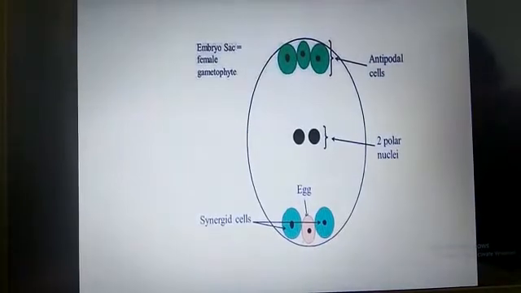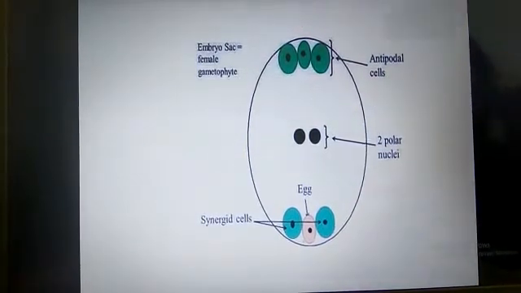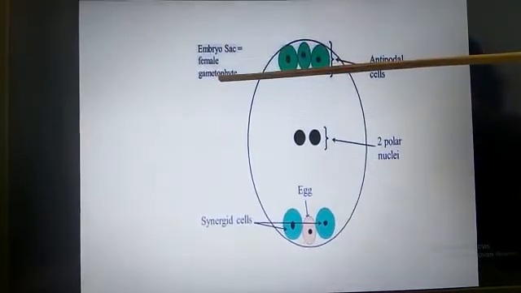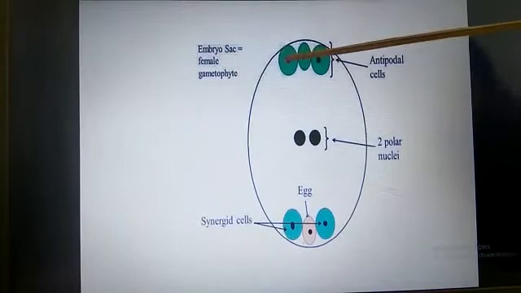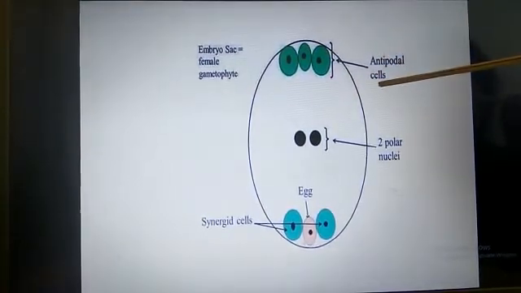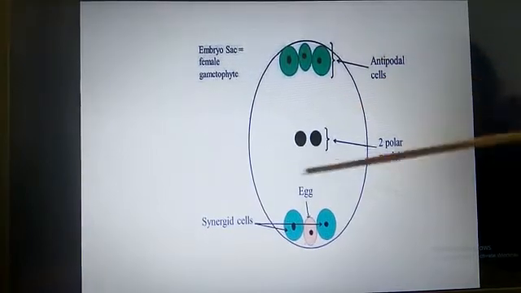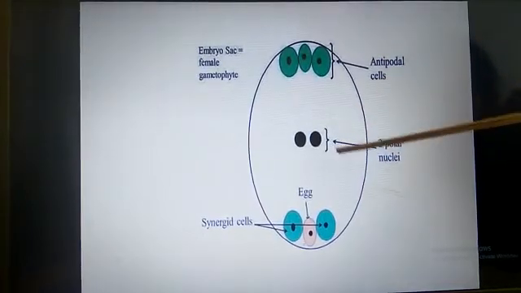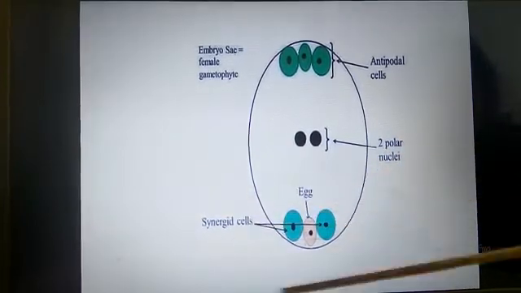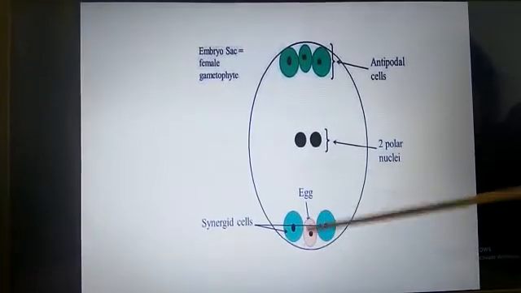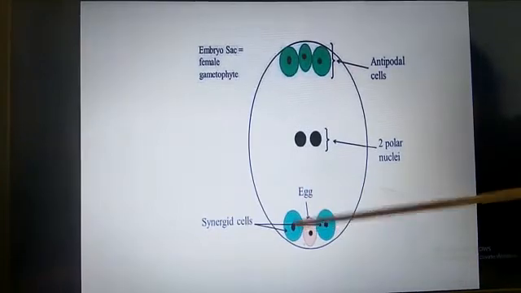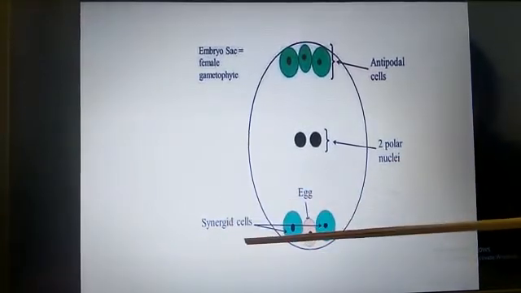So this is the picture of an embryo sac, or this embryo sac is also called the female gametophyte. The 3 cells on the chalazal side are called antipodal cells. The 2 cells in the center are called the central cell, or also the 2 polar nuclei. Then there are 3 cells on the micropyle side. The middle one is the egg, and the other 2 that surround the egg are called synergid cells.